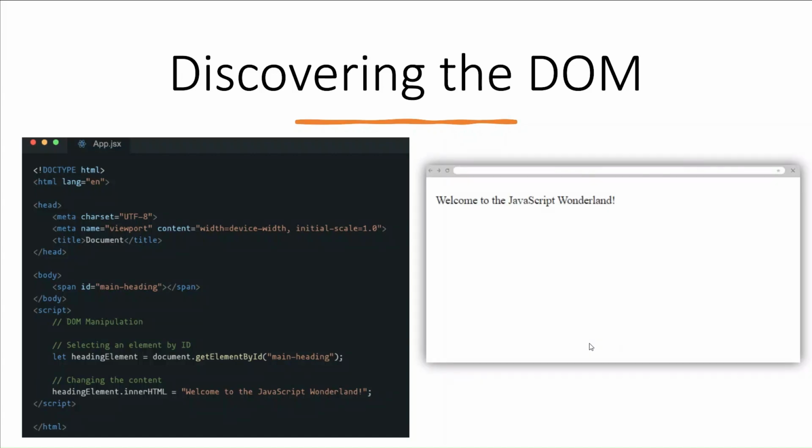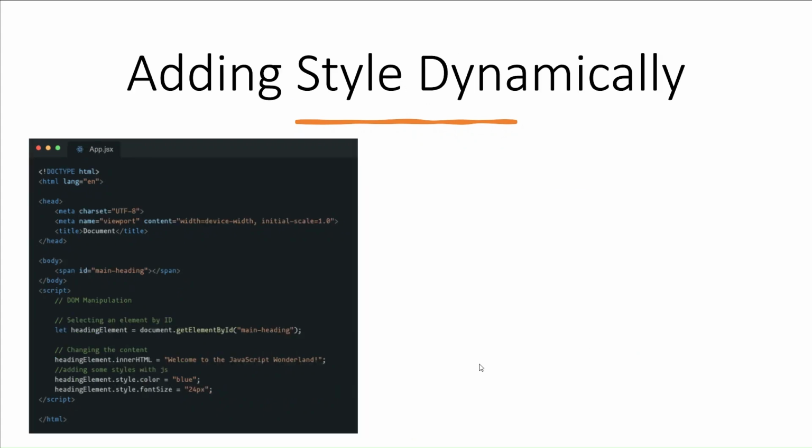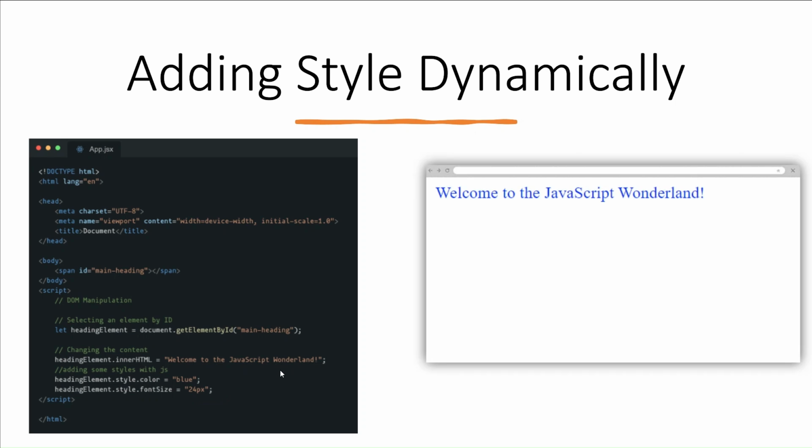Okay, here is the output as we said. Now let's add some style with the help of JavaScript. As you can see, we have written headingElement.style.color equal to blue, and headingElement.style.fontSize equal to 24 pixel. In the output, as you can see, the font style has been changed with the color blue and font size 24 pixel.